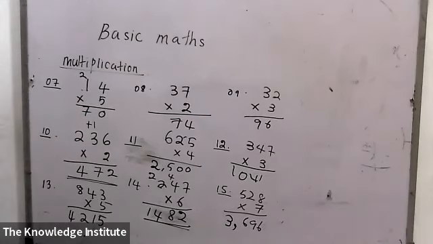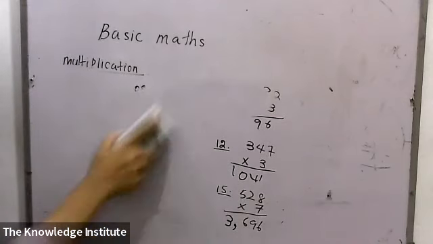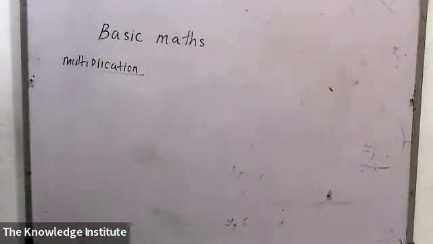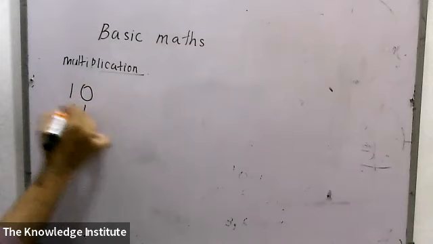Now, if you see here, any number of digits multiplied by one digit is easy. But in case they give you to multiply by two digits, how are we going to simplify? That is what we are going to talk about. Let's see. Example, let's say you have 10 multiplied by 11.